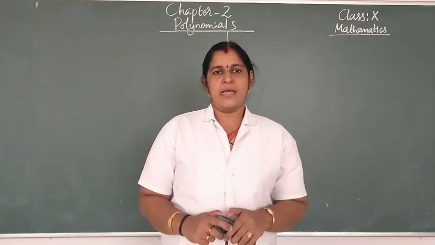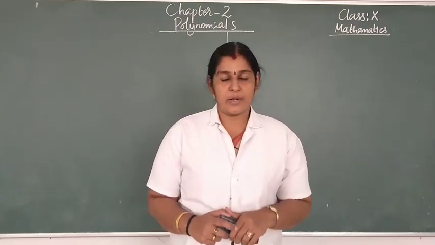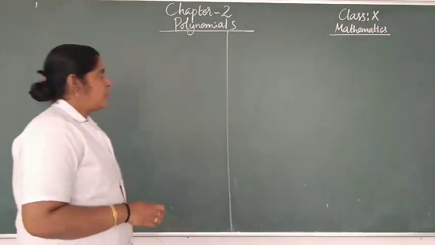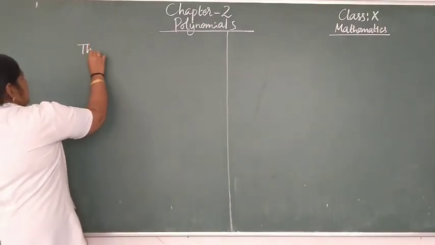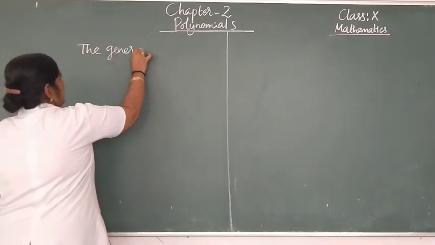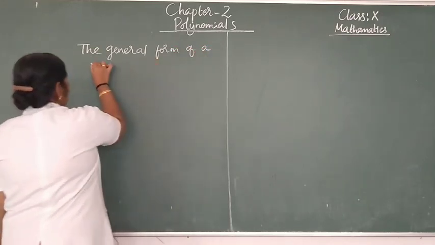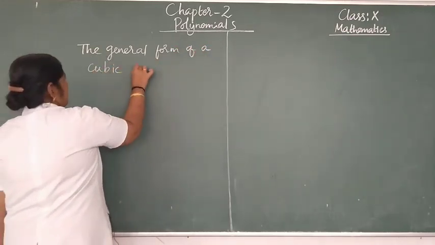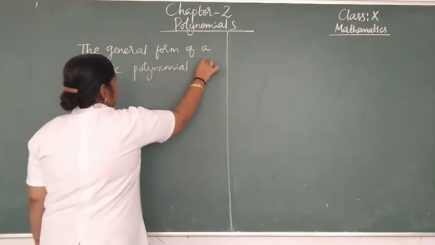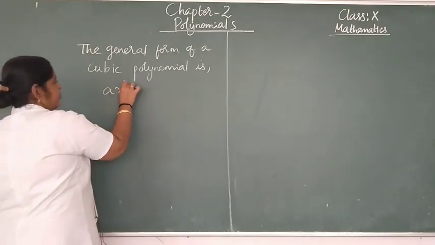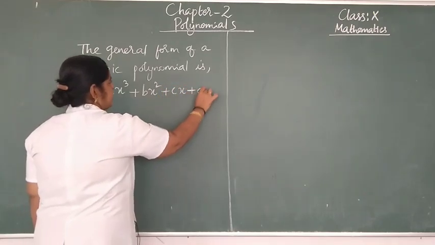In class 9 you have learned what is the general form of a cubic polynomial. So let me write the general form of a cubic polynomial. The general form of a cubic polynomial is of the form ax cube plus bx square plus cx plus d.